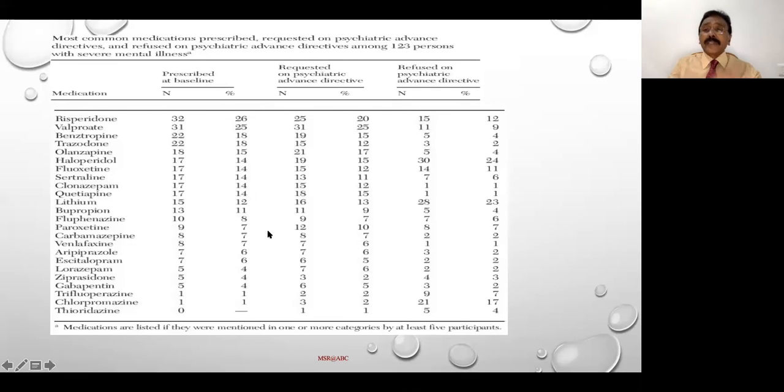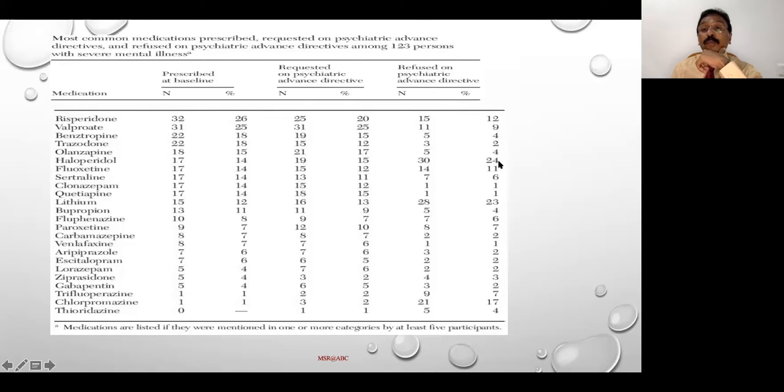Then after the first time treatment with me, this man goes back, once he becomes euthymic, he writes an advance directive. In that advance directive, they have all the right to say that you can prescribe these drugs, I don't want those. This is a beautiful thing here. If you look at this, these are the things which are requested, and refused on psychiatric advance directive, which is this 30, which is a high number.